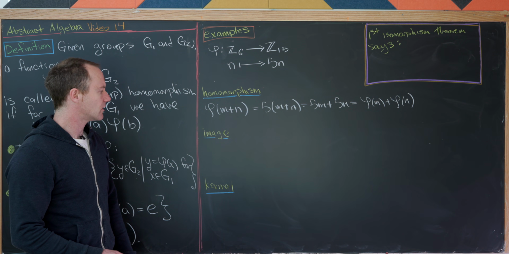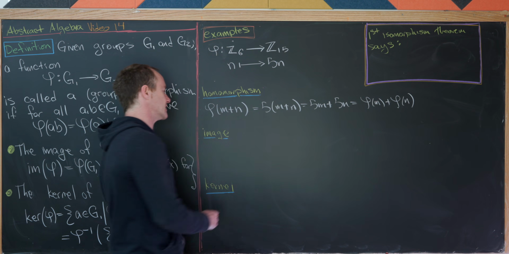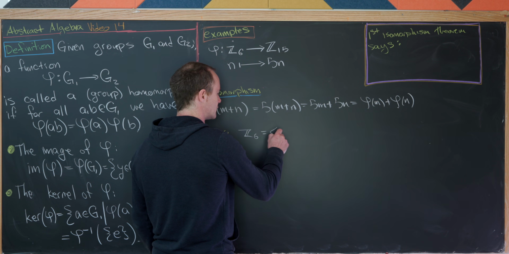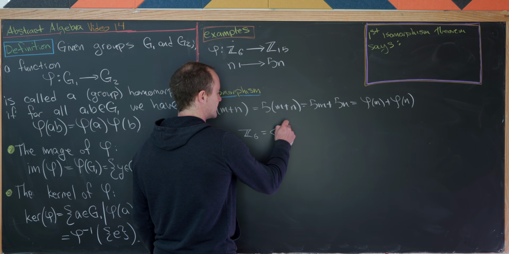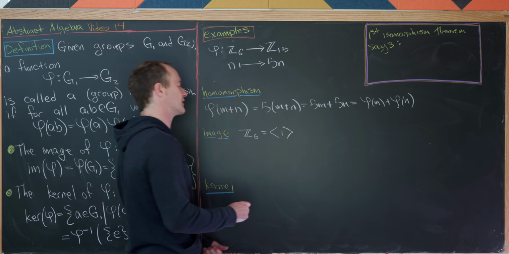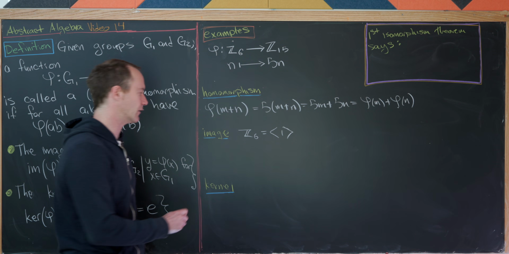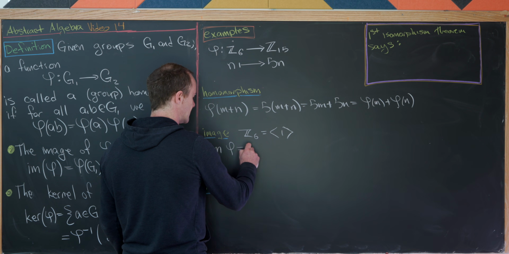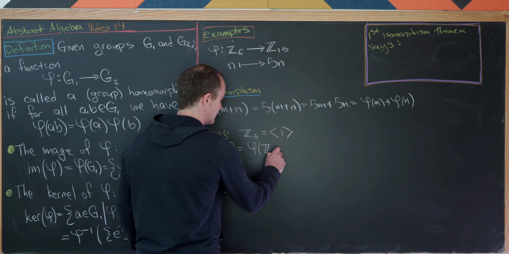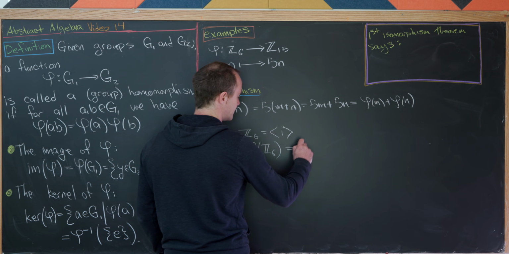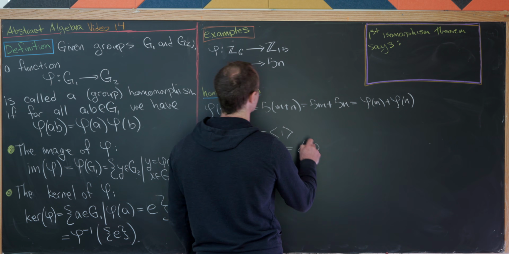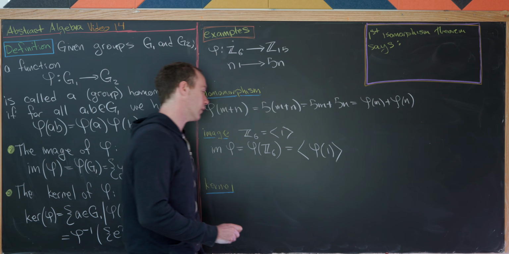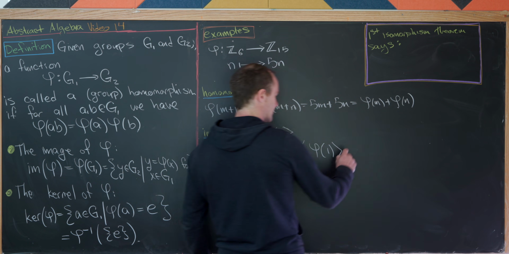Okay, now let's calculate the image, but here we're going to use the fact that Z6 is equal to the cyclic subgroup generated by the number 1, or the cyclic group generated by 1. So that tells us the image of phi, well, that's just the image of the whole group Z6, but that'll be the cyclic subgroup of Z15 generated by phi of 1. But then we can calculate that.